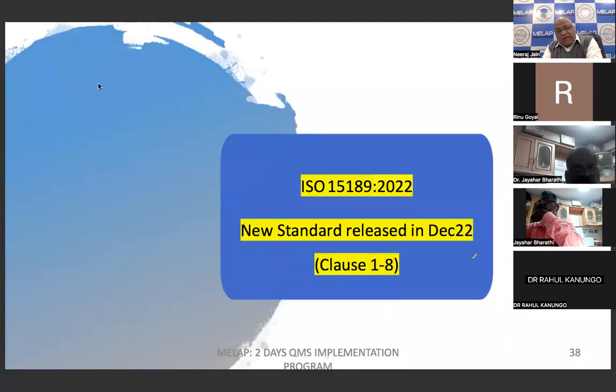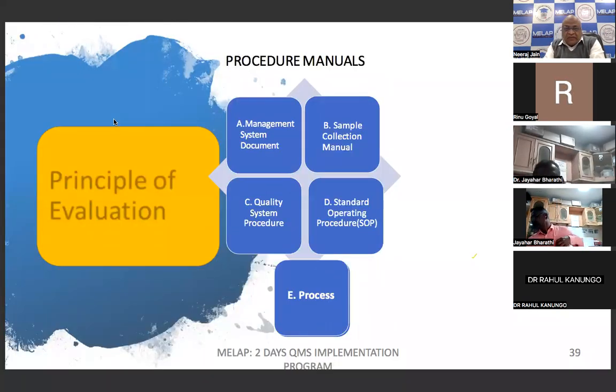Now you have the new standard of ISO 15189, released in December 2022. It has 8 clauses. What is the requirement in your lab? You have to develop management system documentation. You have to develop a sample collection manual. You have to develop standard operating procedures on how to carry out tests.